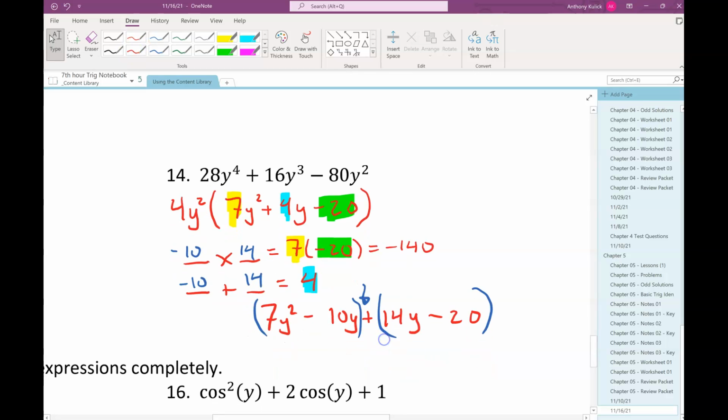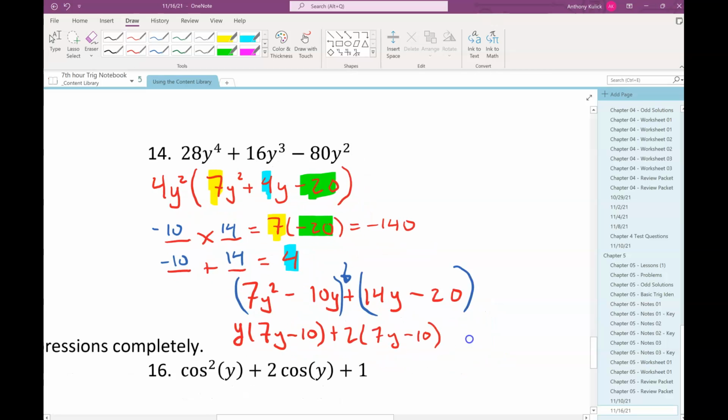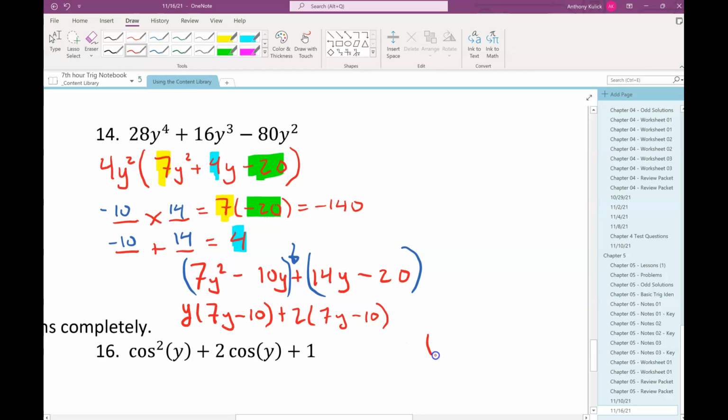From the first group, all we can take out is a y. That's our greatest common factor. From the second group, we can take out a 2. And now, since each of these contain a 7y minus 10, I can take that out. That leaves me with y plus 2 left over.